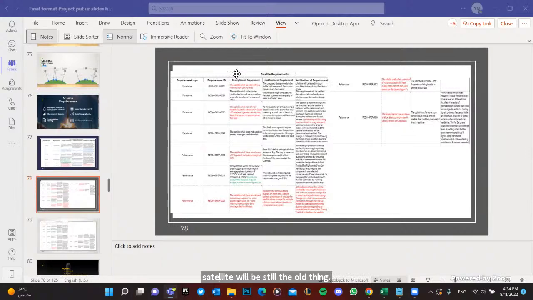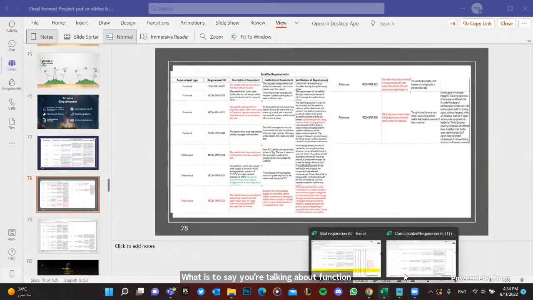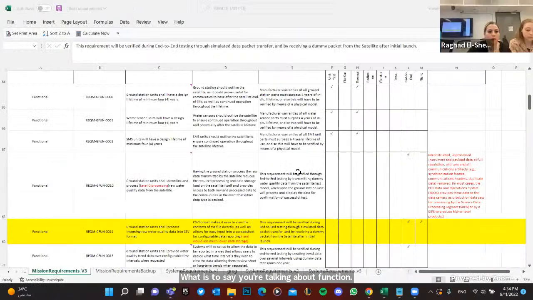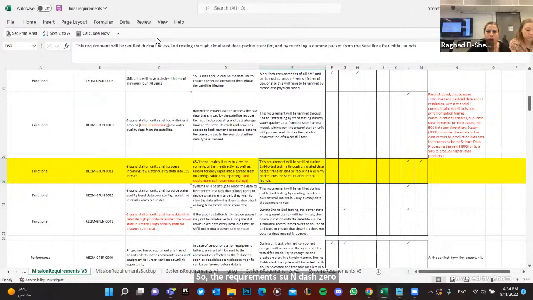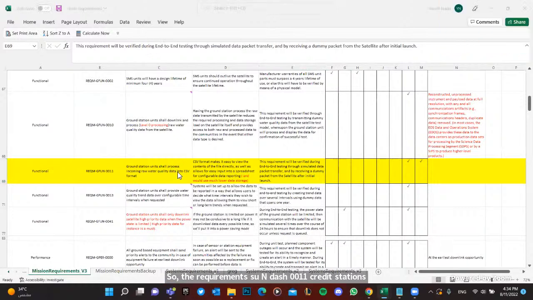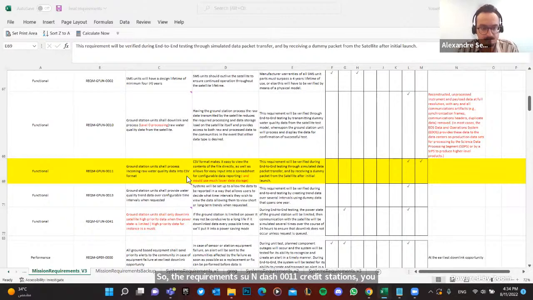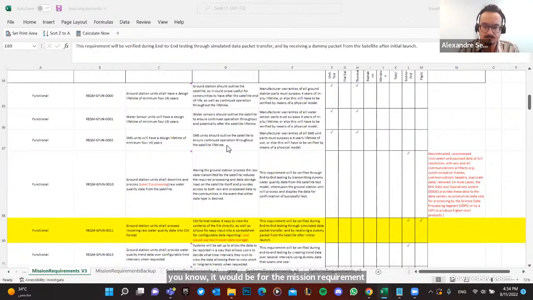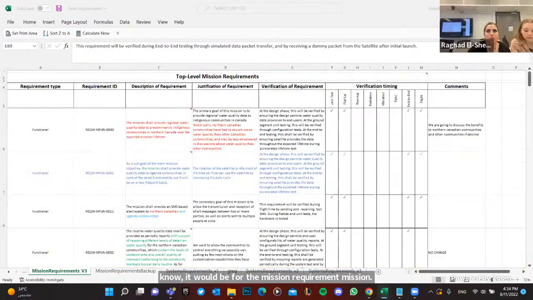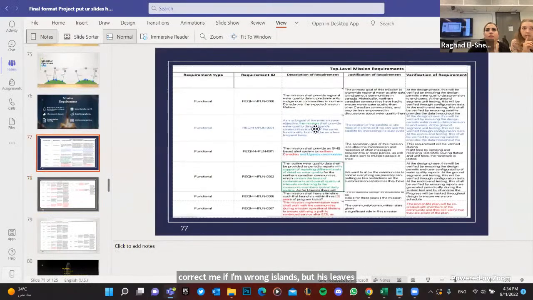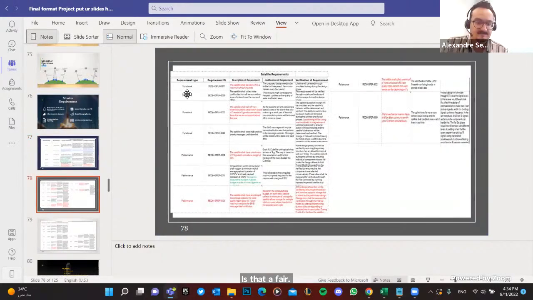Well, just a second. You're talking about the function requirement FUN-0011, correct? Yeah, the ground station units, no, it would be for the mission requirement. And the question behind it, correct me if I'm wrong, Alex, is that leaving the verification until in orbit is a very late time to do it. So what could be done pre-launch? Is that a fair summary? Yeah, that's kind of my concern.